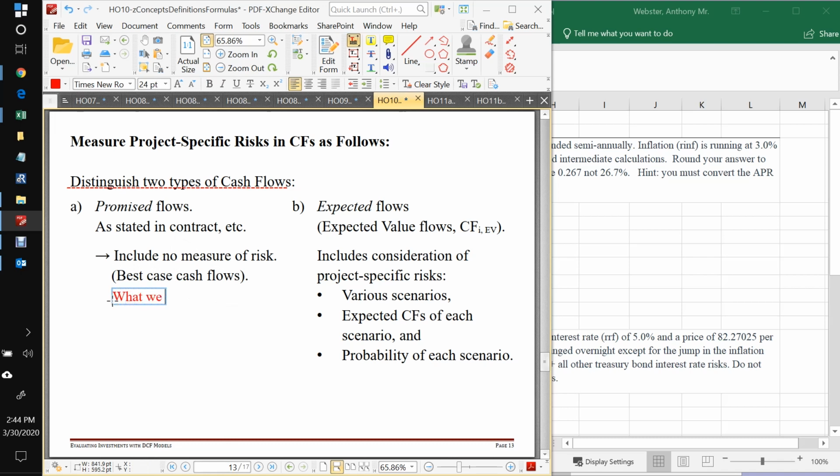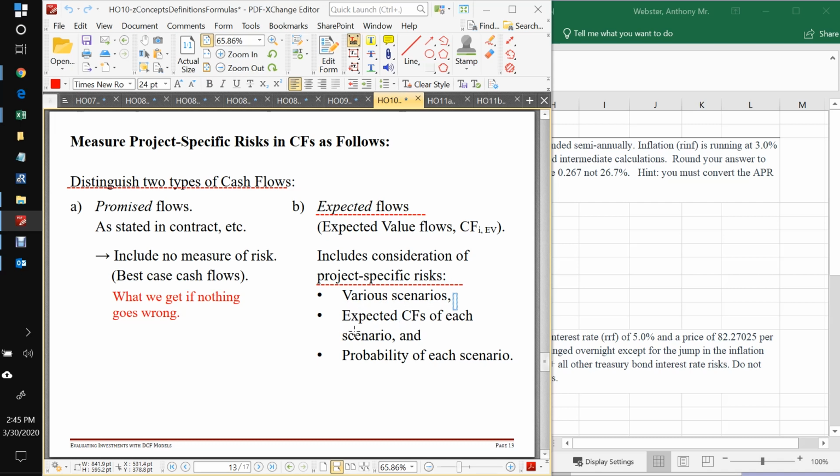So there's no risk in those promised cash flows. What we need to also consider are our expected cash flows. These are expected values, and this is going to include consideration of our project-specific risks. So, various scenarios. Say the restaurant does come out with a crummy menu. The restaurant does have bad hygiene, so their tables are dirty, their silverware looks dirty, stuff like that.